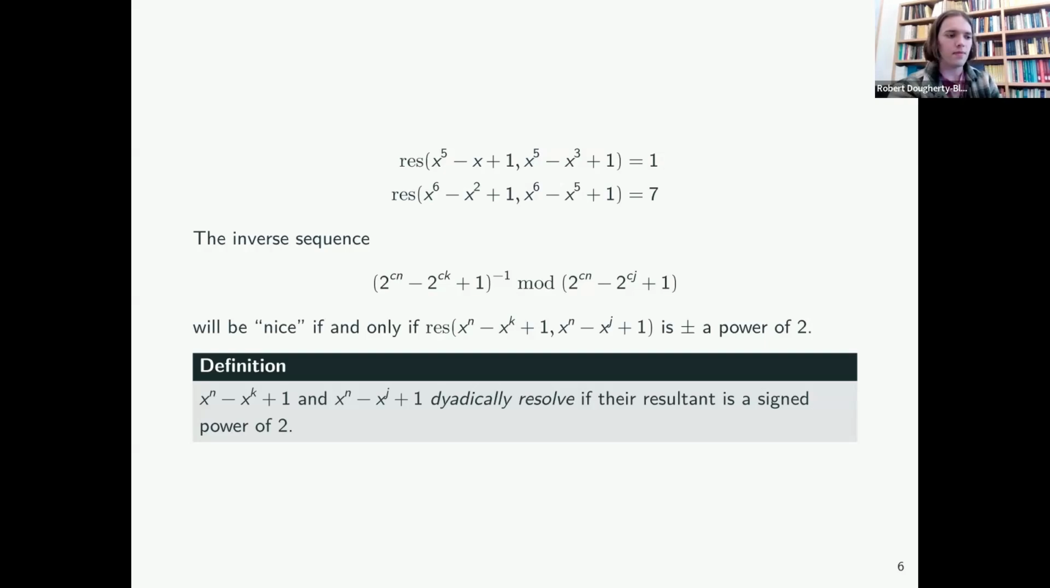Either one's fine. If you're not a power of 2, you're divisible by any odd prime or anything like that, then this will not be nice. You will have problems. So to avoid saying plus or minus, your resultant is plus or minus a power of 2 for the rest of the talk, I'm going to introduce a new phrase here. I'm going to say that two polynomials dyadically resolve if their resultant is plus or minus a power of 2, or a signed power of 2. That way I don't have to keep mumbling through the resultant thing. So this is the important dividing line, whether or not your resultant is a power of 2.